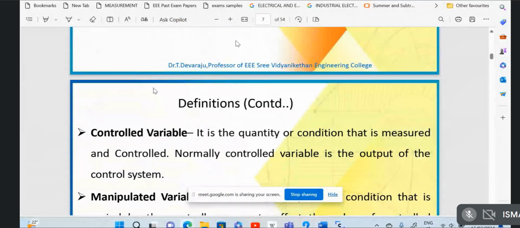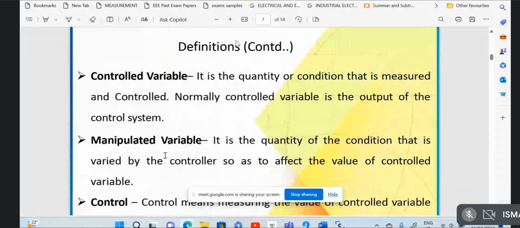So the output, you have a control variable. Is it the position you are controlling? Is it the speed? So speed becomes the control variable. The manipulated variable is the quantity or condition that is varied by the controller so as to affect the value of the control variable. So you must deal with another variable and give it some kind of manipulation, maybe based on controllability.